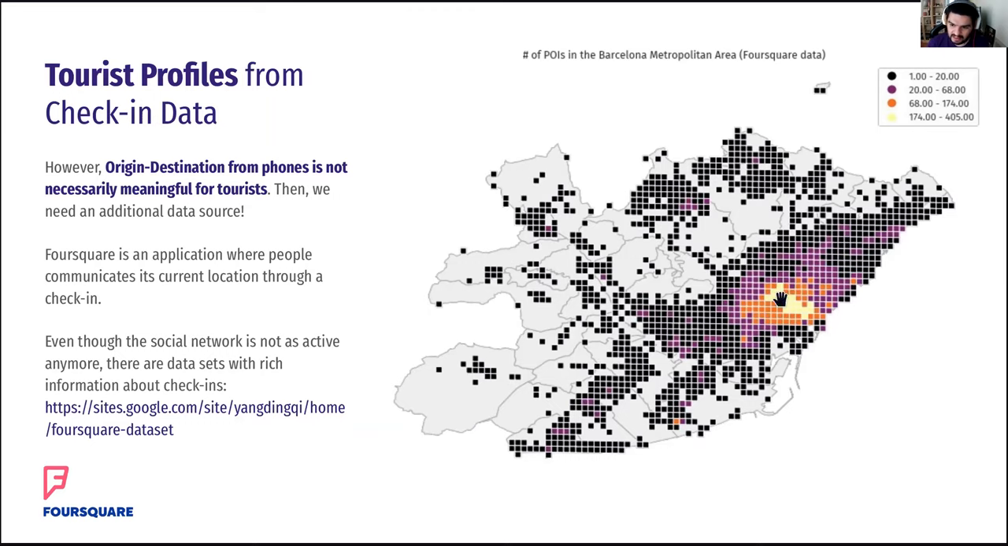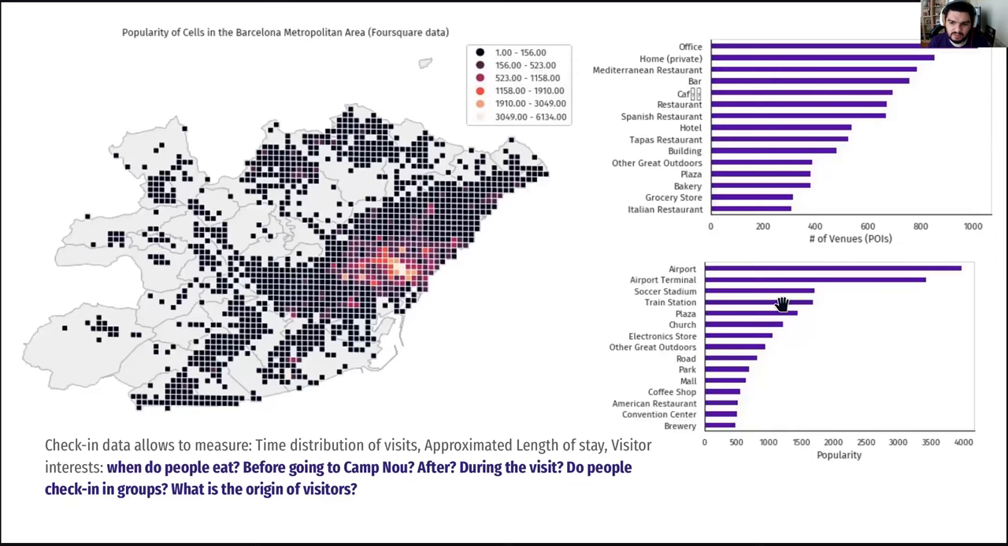This is a heat map of the Barcelona metropolitan area according to the number of places where people do check-ins. And you can see that it's mostly in downtown Barcelona. So that also tells you that it's mostly tourists. You can analyze the type of place where people do check-ins. Of course, the airport is the most important. After the airport, the next most important place is the soccer stadium. And you can imagine what kind of soccer stadium is where people do the check-in.